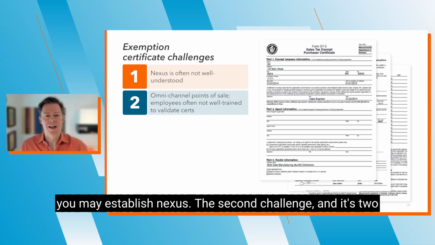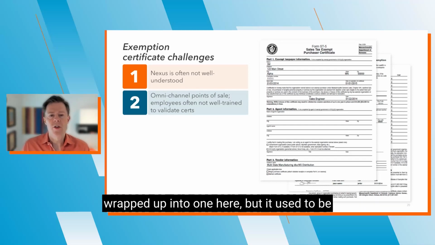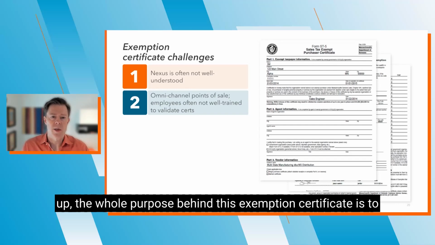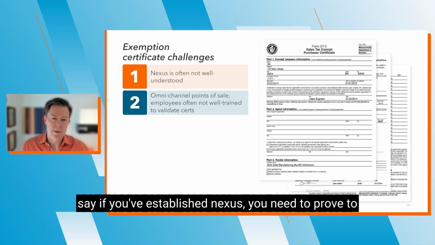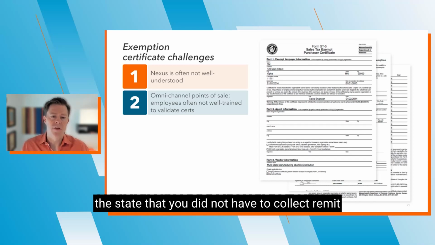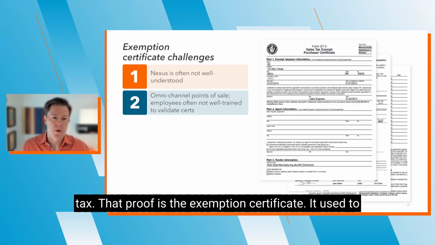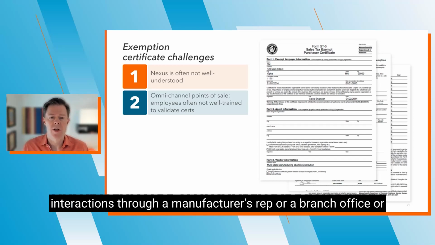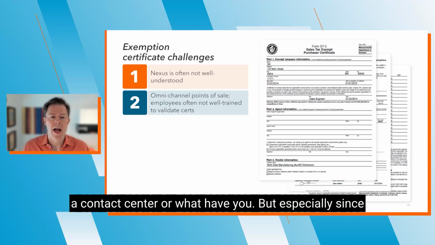The second challenge is kind of two wrapped up into one. Just to back up, the whole purpose behind the exemption certificate is that if you've established nexus, you need to prove to the state that you did not have to collect and remit tax. That proof is the exemption certificate. It used to be that those interactions tended to be in-person interactions through a manufacturer's rep or a branch office or a contact center or what have you.